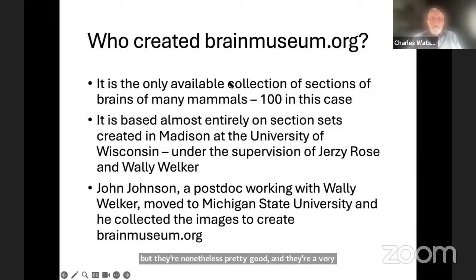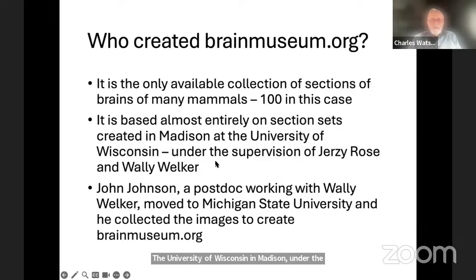I wanted to say a bit about brainmuseum.org. I want to do this partly because I think a lot of people have ignored the importance of brainmuseum.org over a long period, and I'll explain why I think that's true a bit later. But it's the only available collection of sections from the brains of many mammals. There are about 100 on it. And in most cases, the section sets were built at the University of Wisconsin in Madison under the supervision of Jersey Rose and later on Wally Welker.